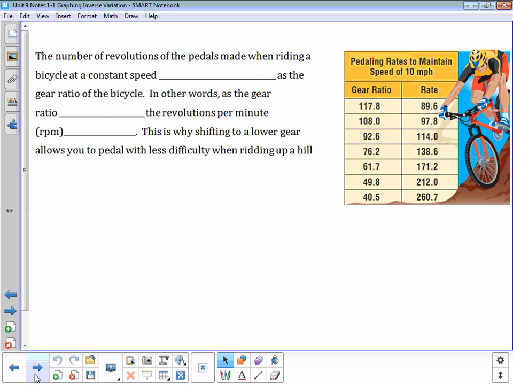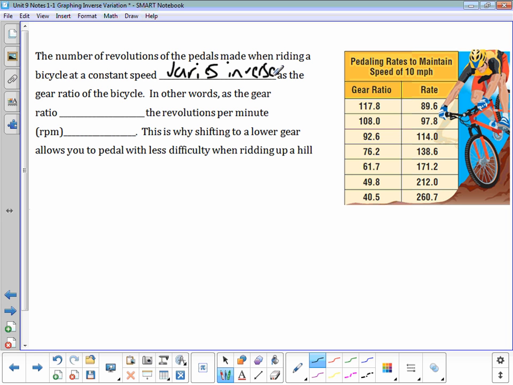So take a look at this graph right here. We're talking about the gear ratio to the rate in miles per hour. This is basically telling us how fast we pedal versus how fast we're going to go. So let's read through the sentence and fill in some blanks here. The number of revolutions of pedals made when riding a bicycle at a constant speed varies inversely as the gear ratio of the bicycle.